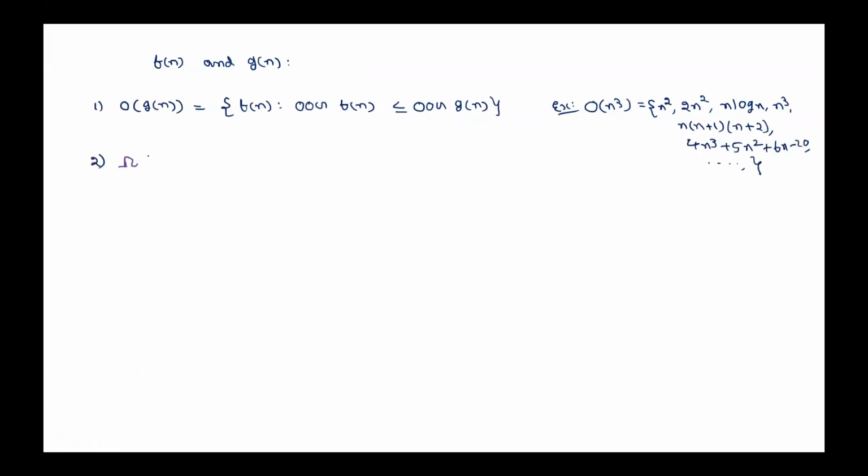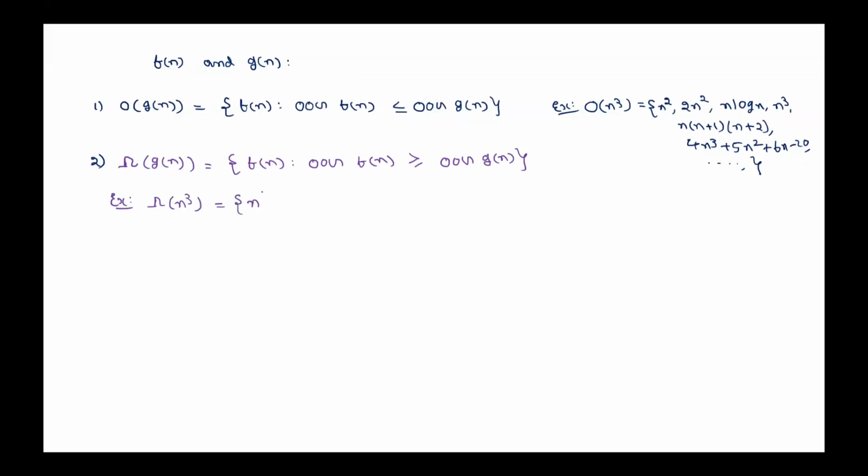Okay, next. What is big omega of g of n? It is the set of all functions f of n such that the order of growth of f of n is greater than or equal to the order of growth of g of n. So please tell me what is big omega of n cube?